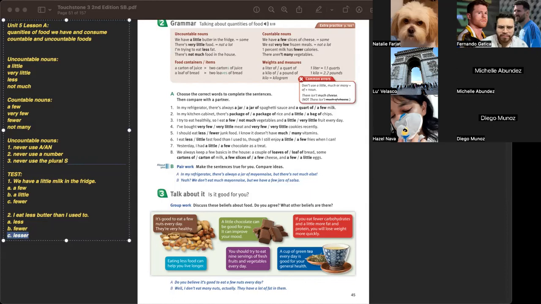Okay, Natalie, what's your question? It was whether lesser is a word, but it is not. Okay, good.